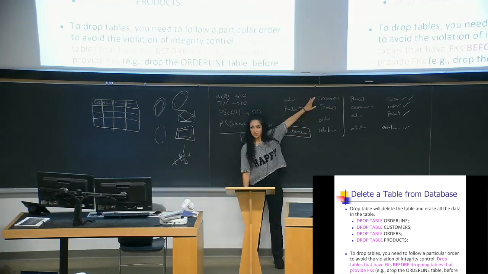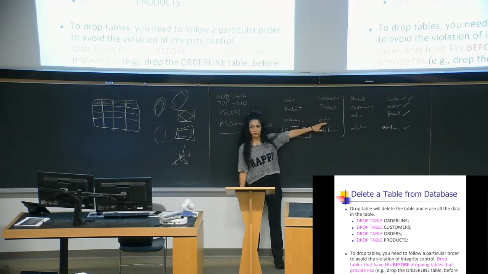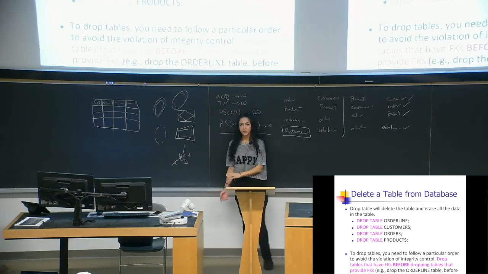Now, in this case, we should start now. Okay, so we cannot start with customer. We cannot start with order, right? Can we start with order line? Yes. Can we start with product? What question should we ask? Is there any other table referencing product? Yes, we have order line referencing product, right? So we start from order line.